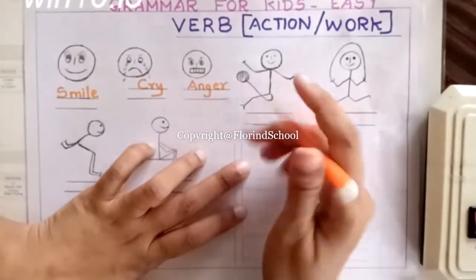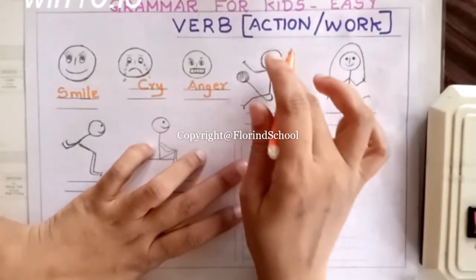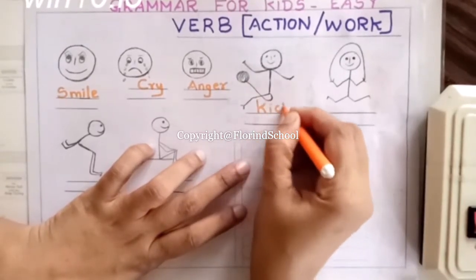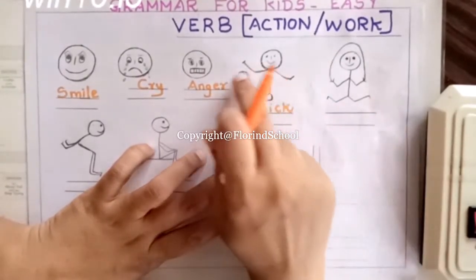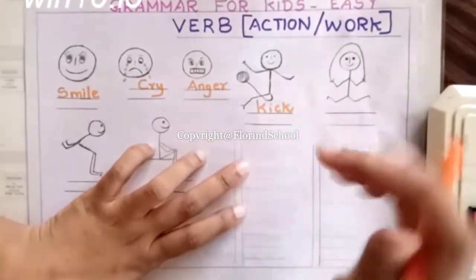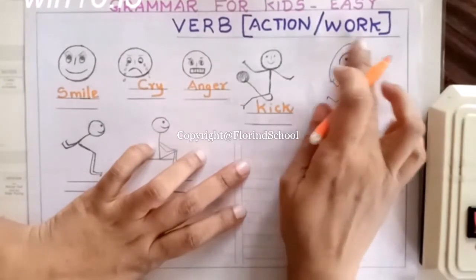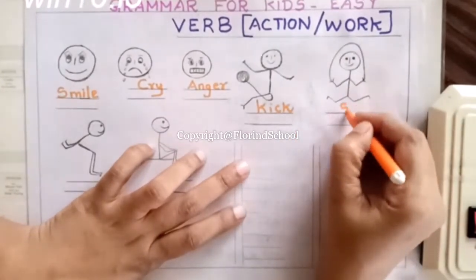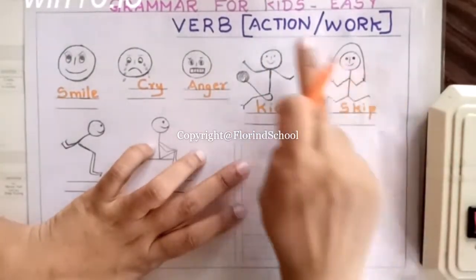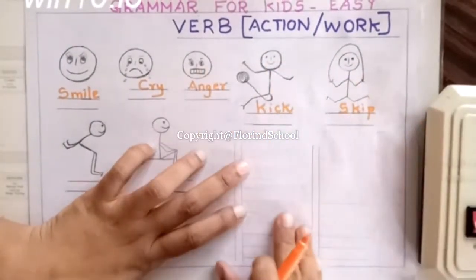Now, here, this man is kicking the ball. So, kick. Kick is an action. Kick is a verb. Now you can see she is skipping. Skip is a work. Skip is an action. Skip is a verb.